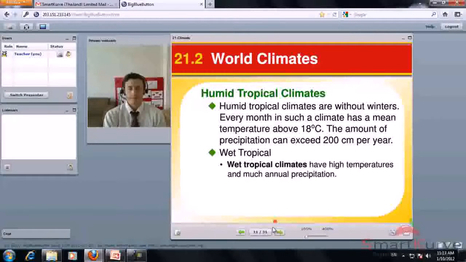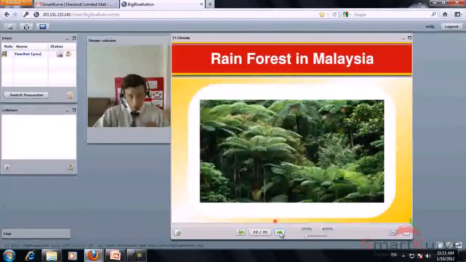Alright, so every month has a mean temperature about 18 degrees. The amount of precipitation can exceed 200 centimeters per year. So they're warm, they have little variation, and they're very wet. Wet tropical climates, high temperatures, and very much annual precipitation.